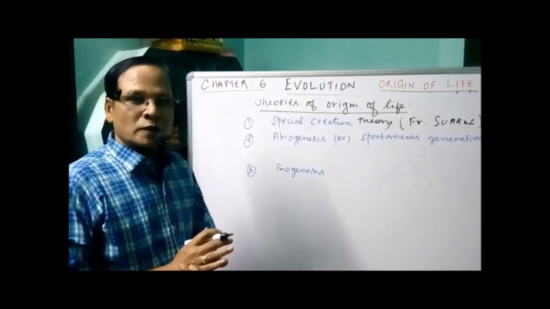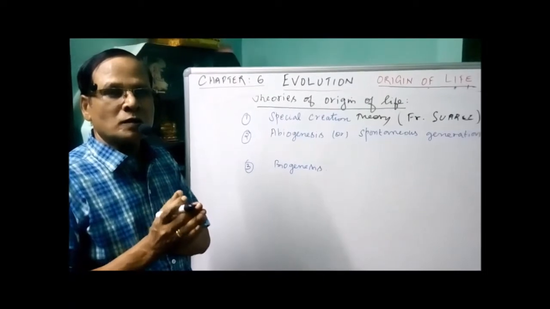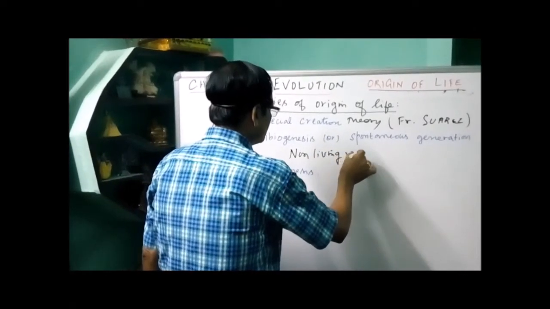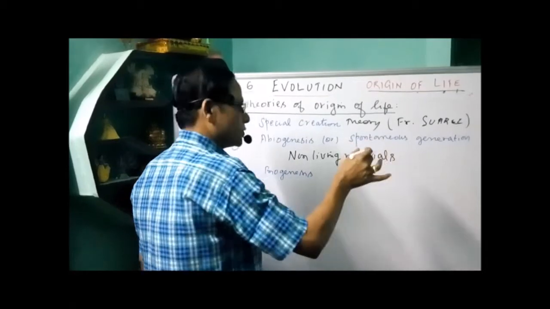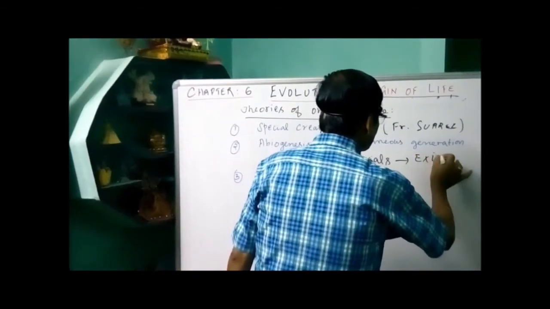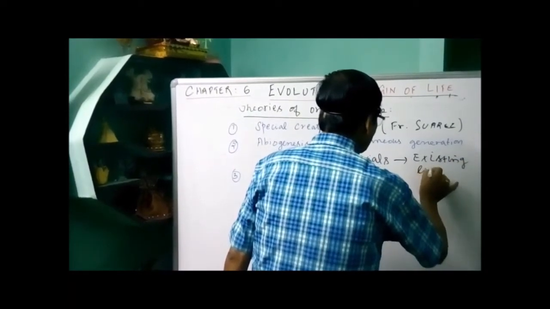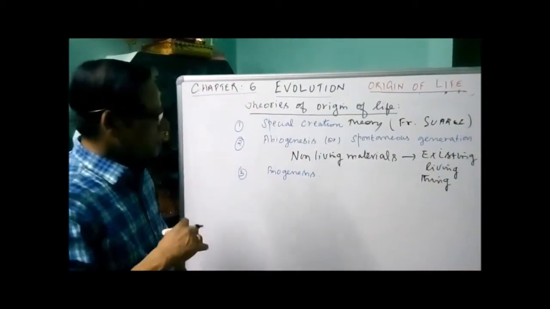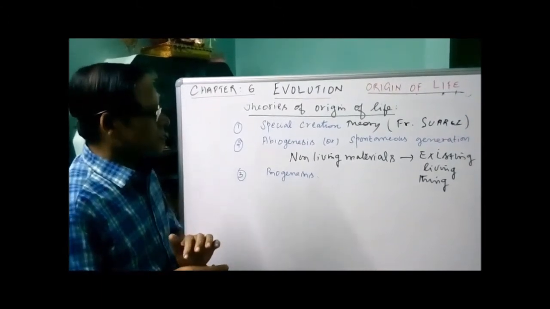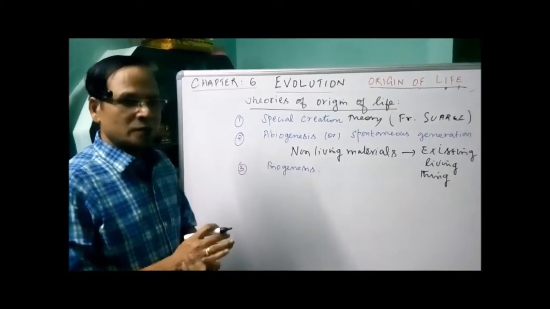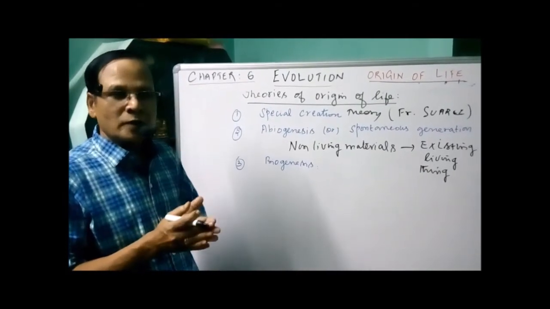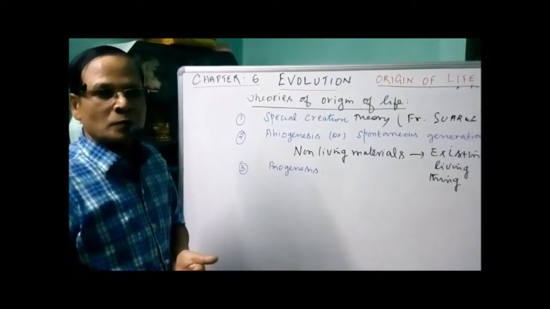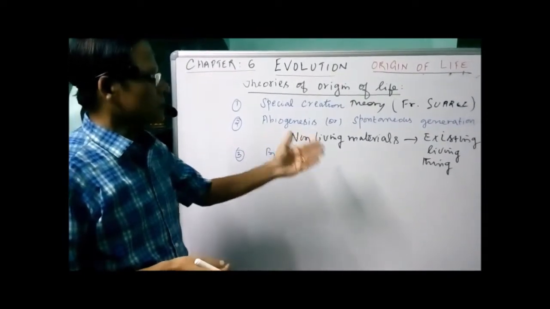Now the next one, theory of abiogenesis or spontaneous generation. The living things originated from inorganic or non-living materials. The non-living materials gave rise to the existing living forms. This concept is called abiogenesis: the origin of life from non-living materials. The existing living things were formed from non-living materials through chemical and molecular evolution in a stepwise manner.